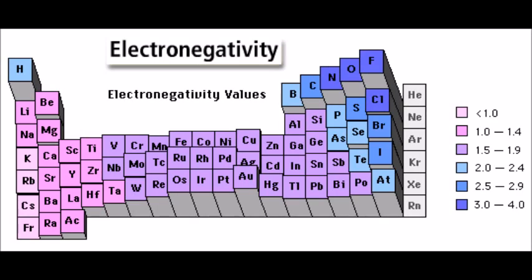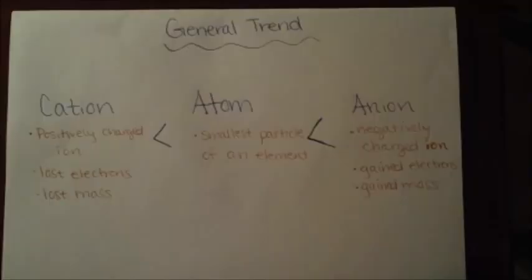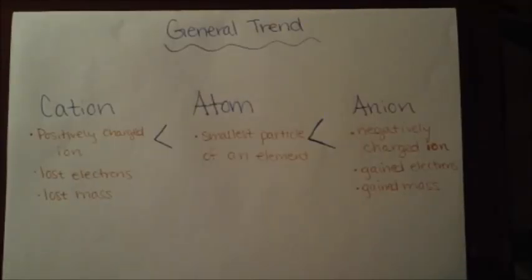As you can see, electronegativity increases to the right and decreases down a column. The noble gases are not included in electronegativity because they have a full octet and do not need to attract extra electrons. Another trend relates atoms to ions.